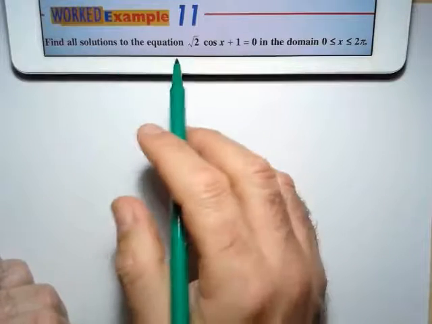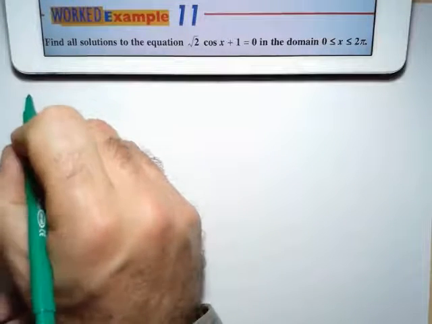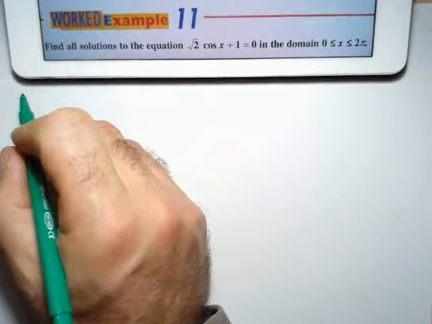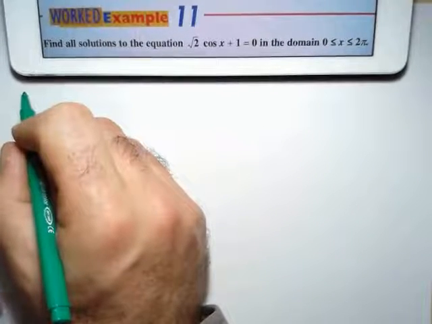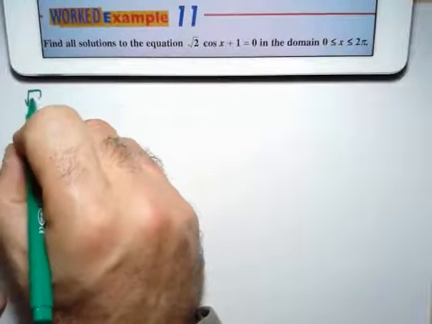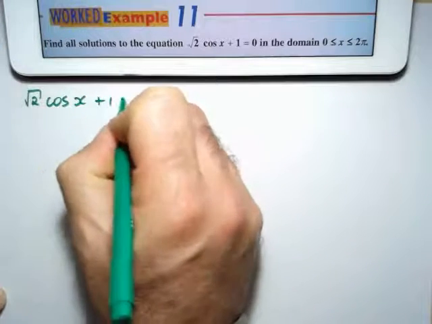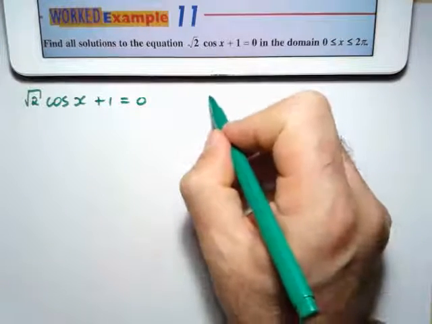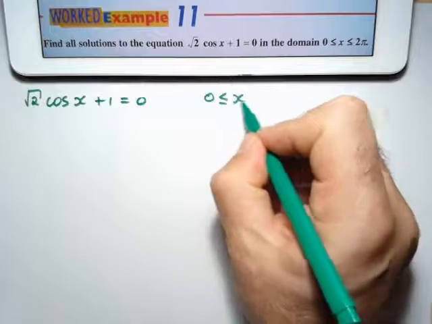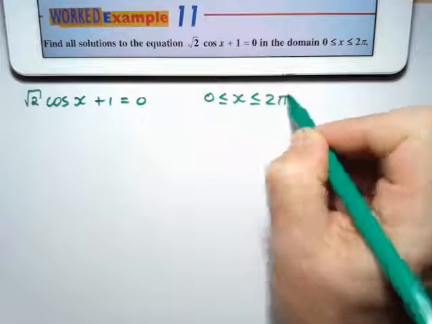Find all the solutions to the equation square root 2 cos x plus 1 equals 0. We're looking at the domain 0 less than or equal to x less than or equal to 2 pi. Let's start there.